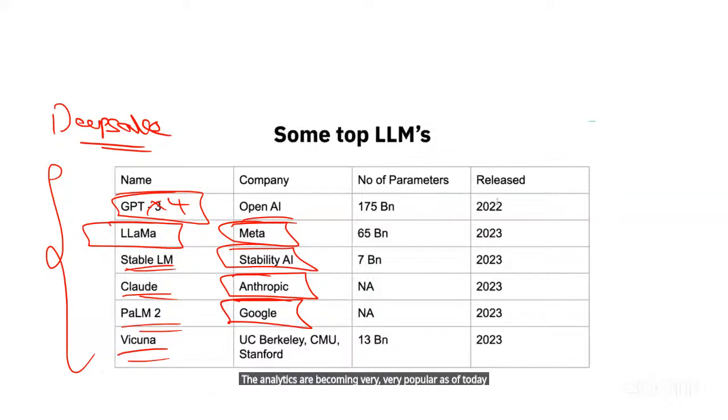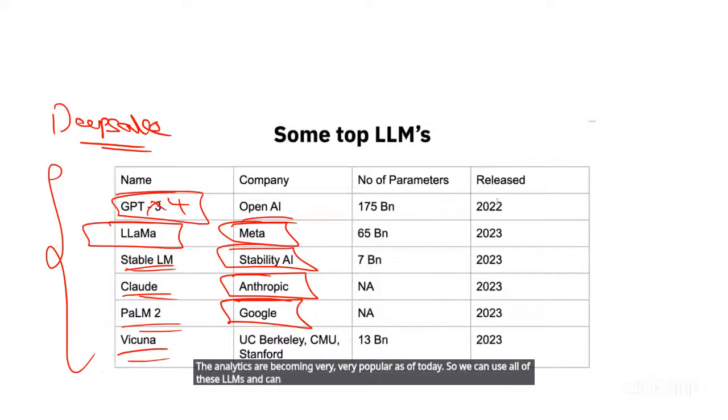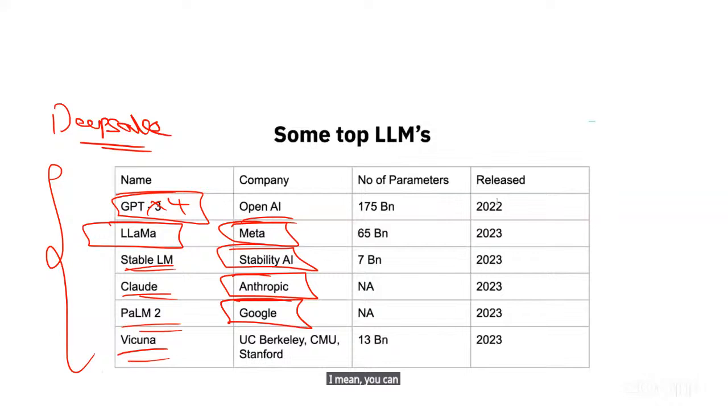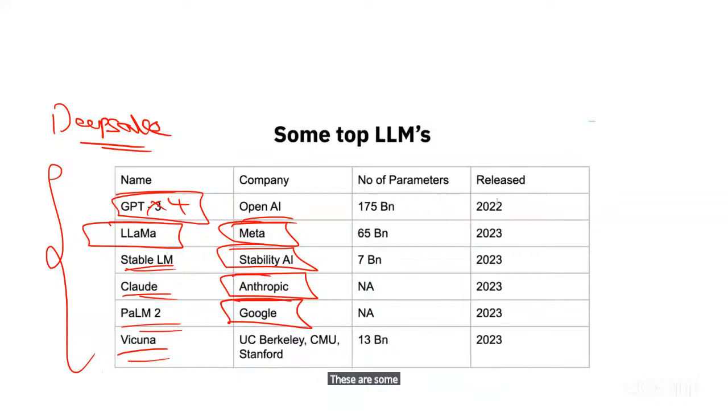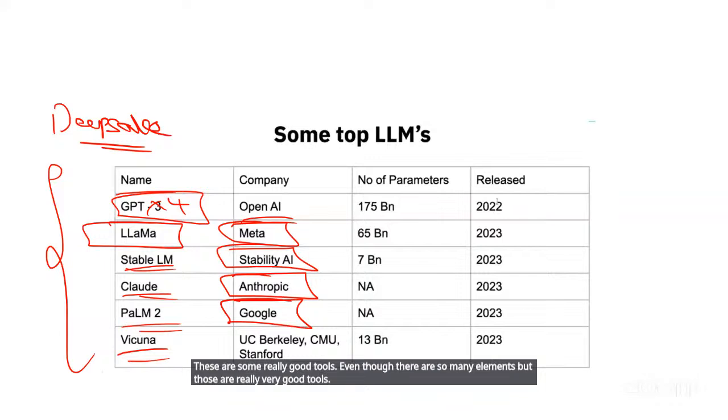So we can use all of these LLMs and utilize them in a more effective manner, if I could say. These are some top LLMs currently present in the market. You can use any of the LLMs, and all of them are meant for the same purpose. It's only about the accuracy with which it comes. ChatGPT has a very good accuracy. After that, you have good accuracy from Copilot, Google Gemini, and Claude. These are really good tools which can give you better responses, if I would say.